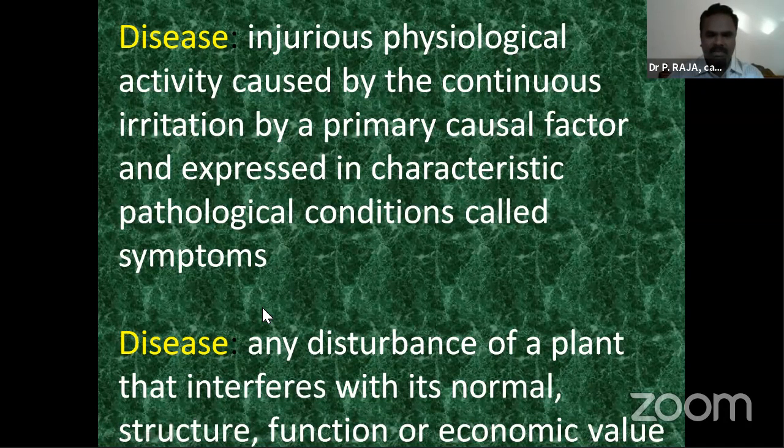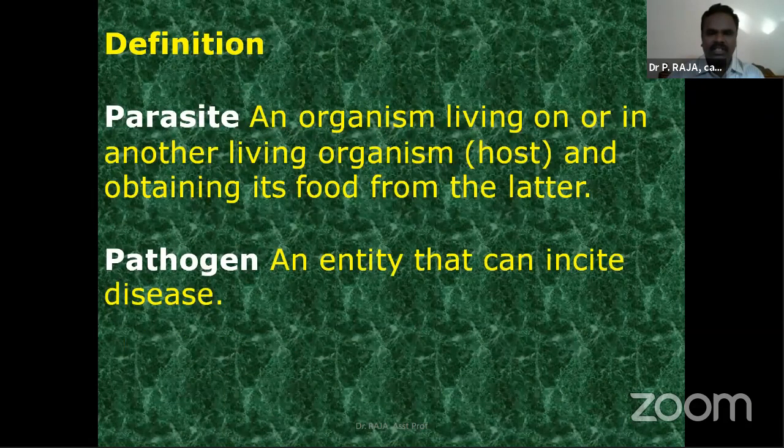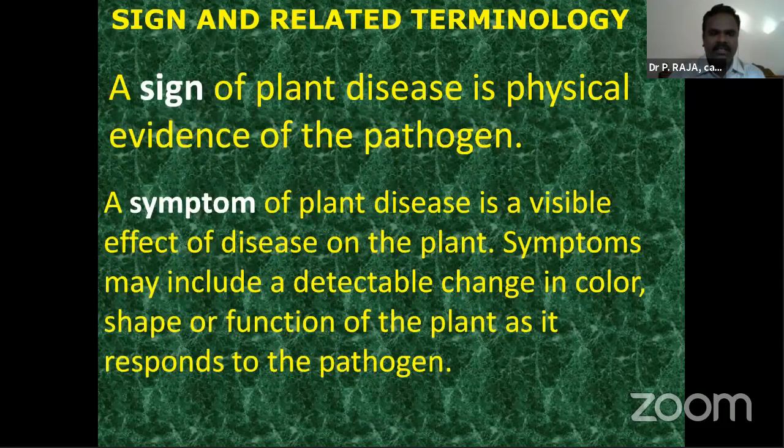And disease is any disturbance of the plant that interferes with its normal structure, function, or economic value. A parasite is an organism living on another organism, the host, and obtaining its food from the latter. And the pathogen is an entity that can incite the disease. So here the pathogen is a living organism, it may be fungi, bacteria, or virus, or viroids.